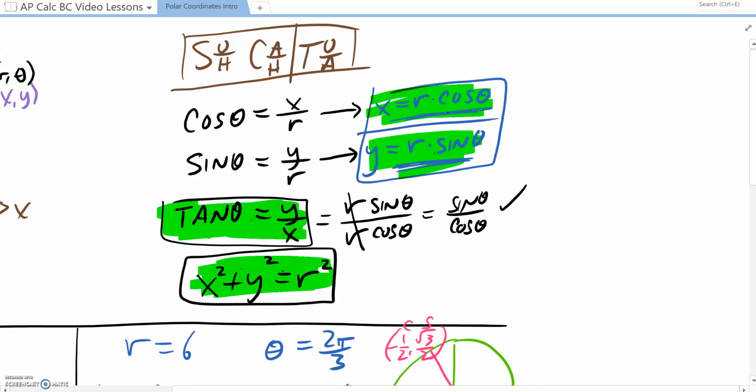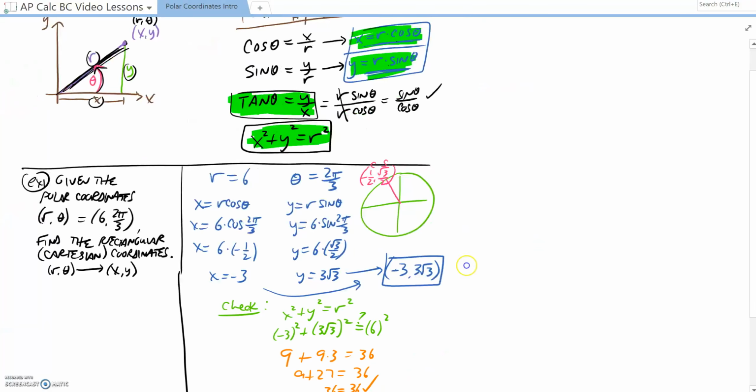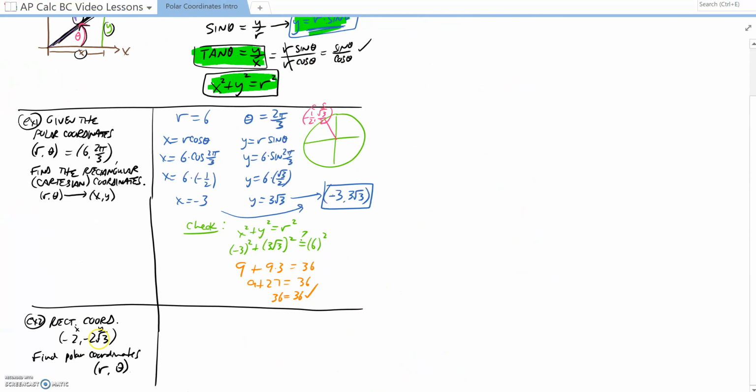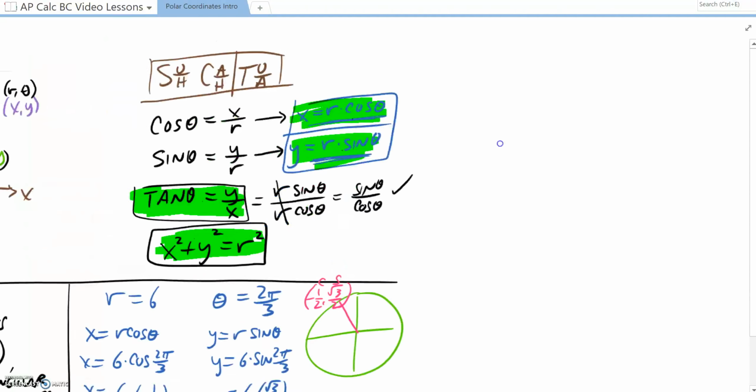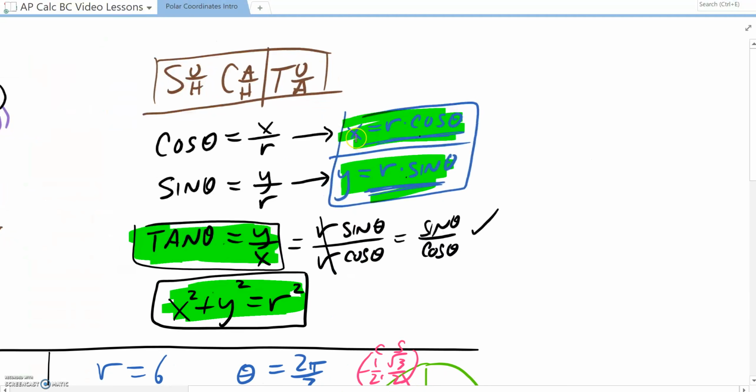Now think about what we've been given. Let me zoom this out a little bit. We were given an x and a y. That's all we have right there, an x and a y. So thinking back to the fancy formulas we got, I have an x, but that's not going to help me when I'm missing r and theta. I have a y, that doesn't help me when I have an r and a theta missing.